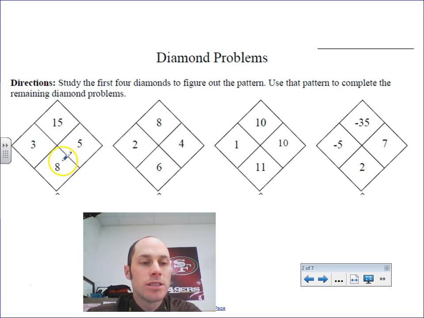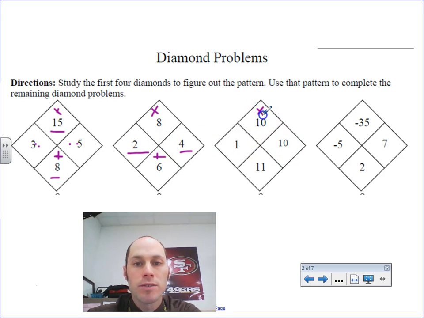So did you see the connection? 3 and 5, 15. 3, 5, and 8. Maybe you saw that 3 plus 5 is 8. 3 times 5 is 15. 2 and 4, well, they have a product of 8 and a sum of 6. 1 and 10 have a product of 10, a sum of 11. Negative 5 and 7 have a product of negative 35 and a sum of 2.